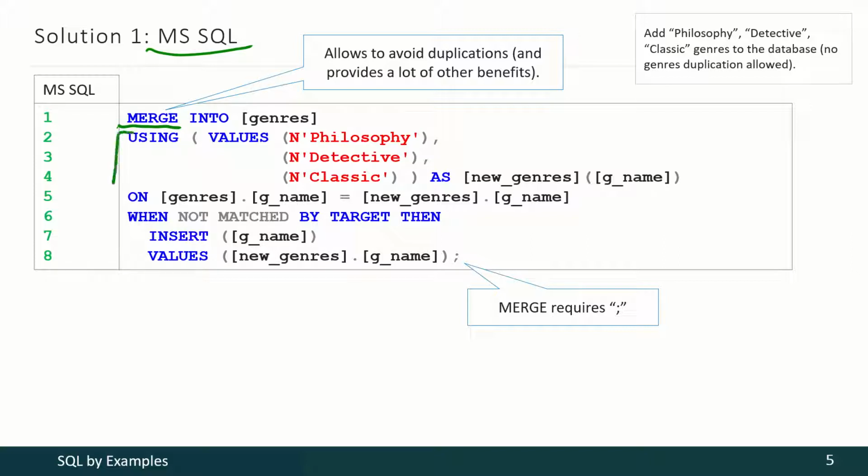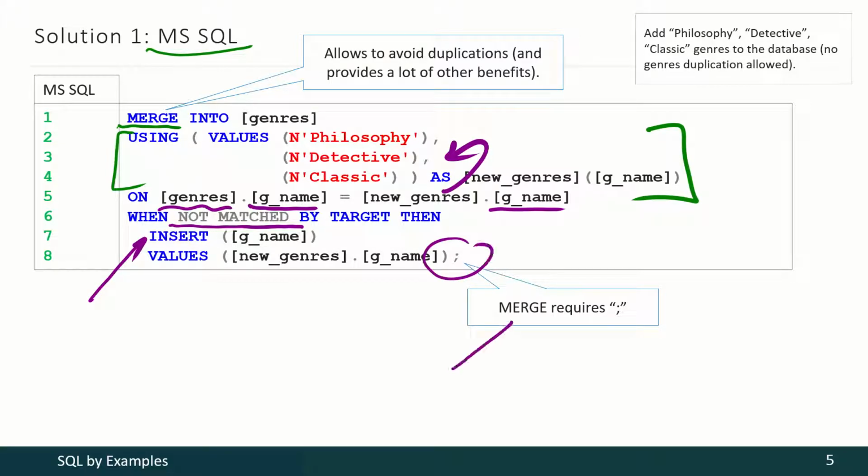With such an unusual syntax we may prepare the source dataset. Then we are telling the DBMS to compare genres names from this dataset and from the destination table. And only when those values do not match, the DBMS will perform the insert operation. Also, please notice that merge operator requires this semicolon here, unlike in many other queries.